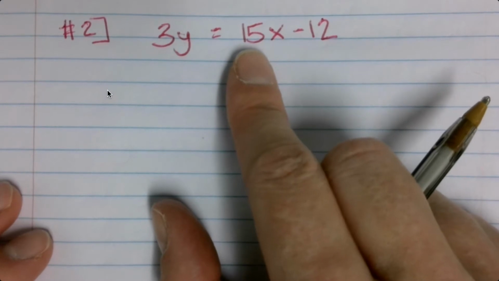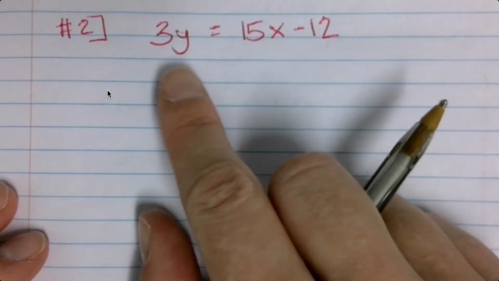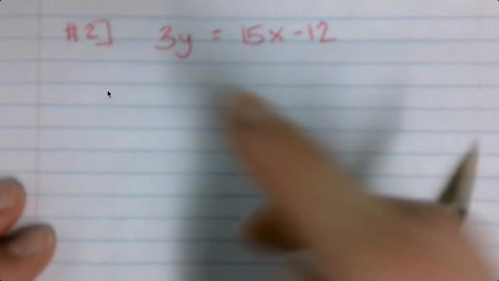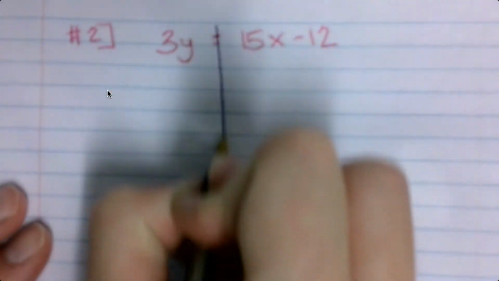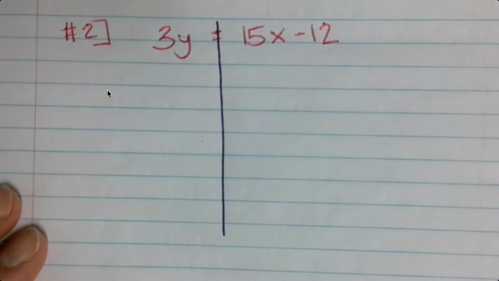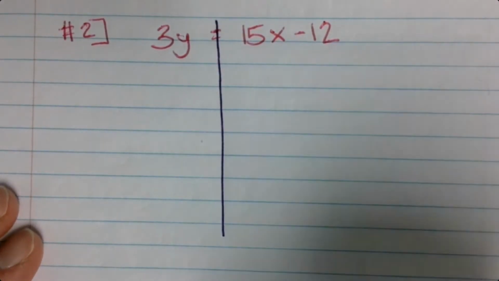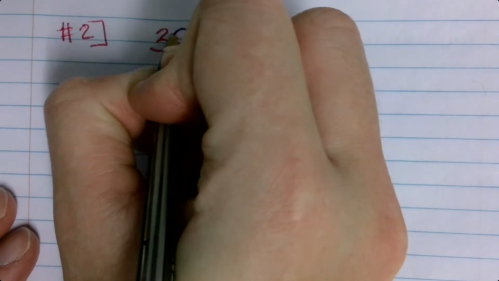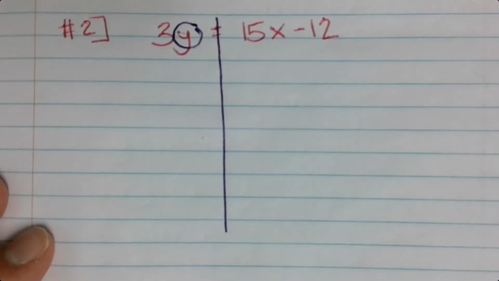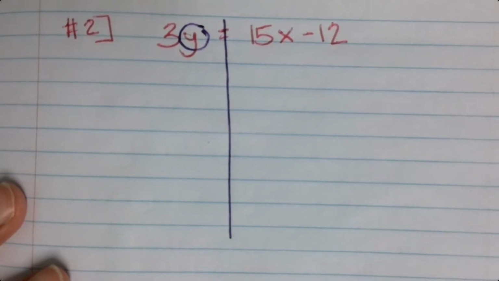The x is already on the other side, so that's good. We just need to get our y alone. So again, let's go through the steps. Barrier, got it. There's nothing to distribute. There's nothing to combine. We need to isolate, obviously. We just talked about that. So in order to get y alone, again, here's where it's a little bit different than anything you've done before.